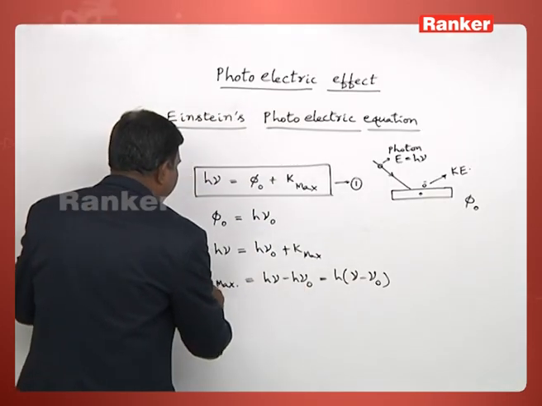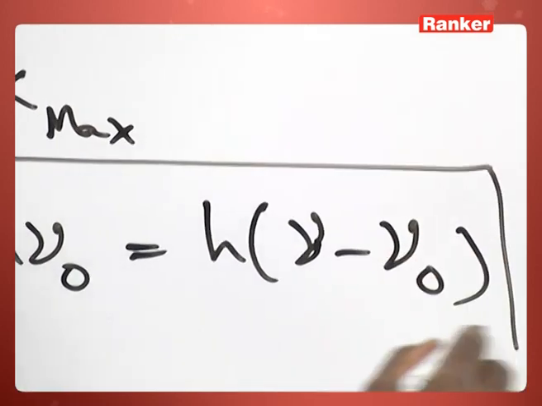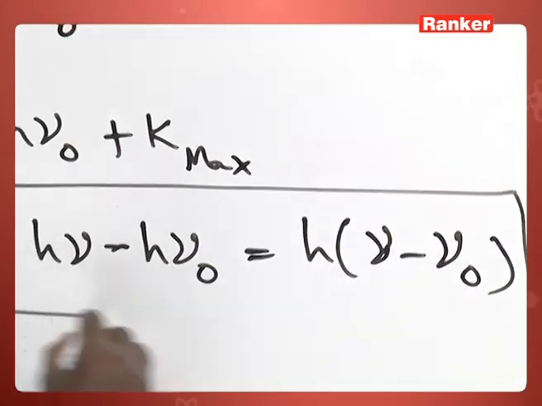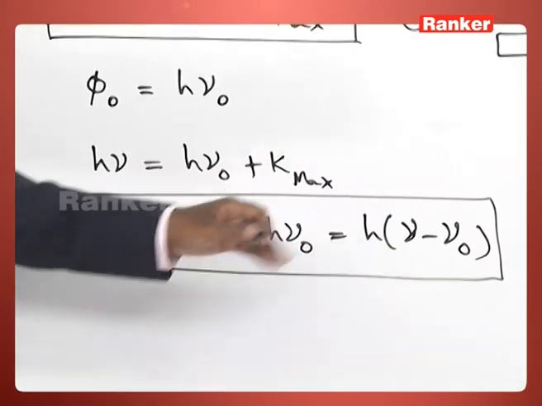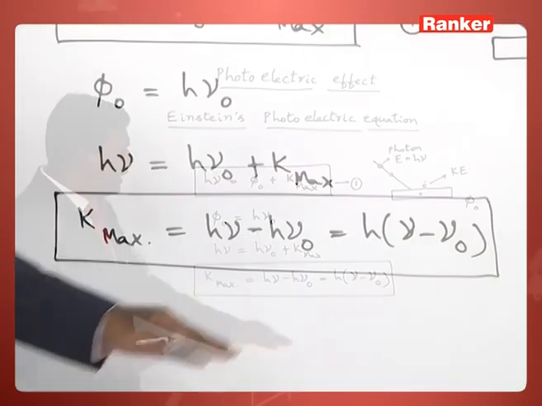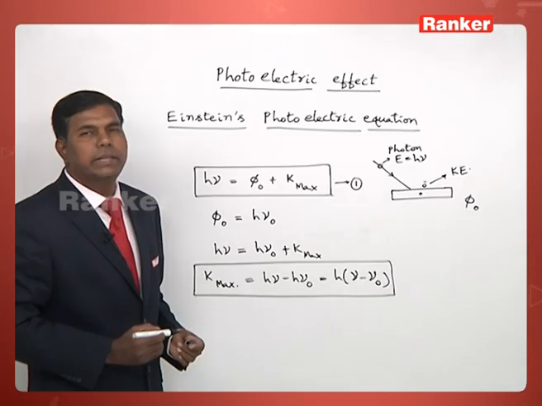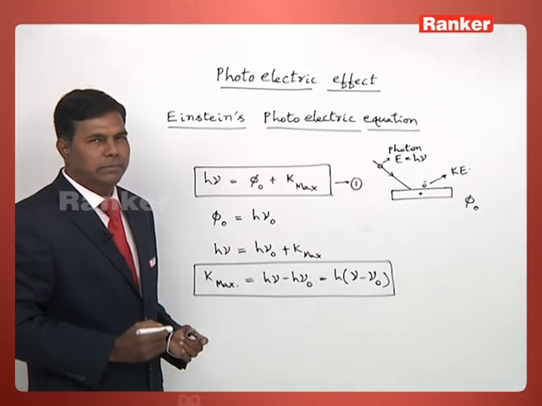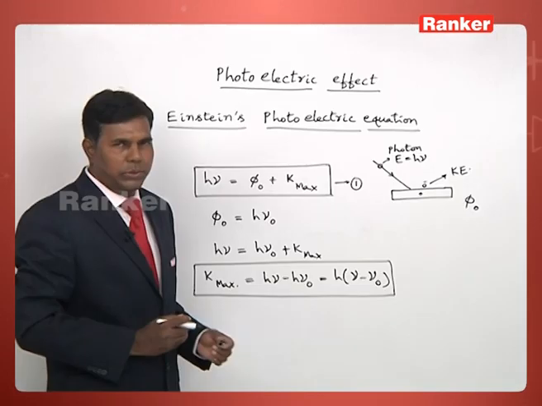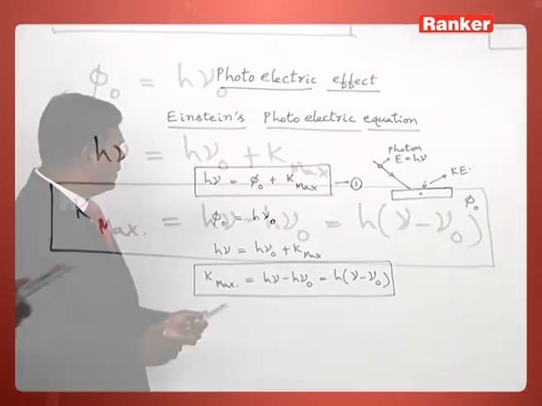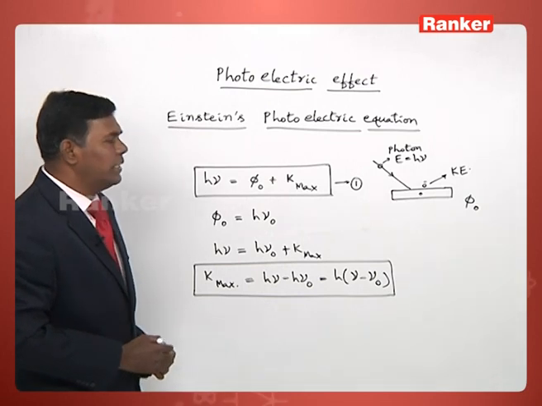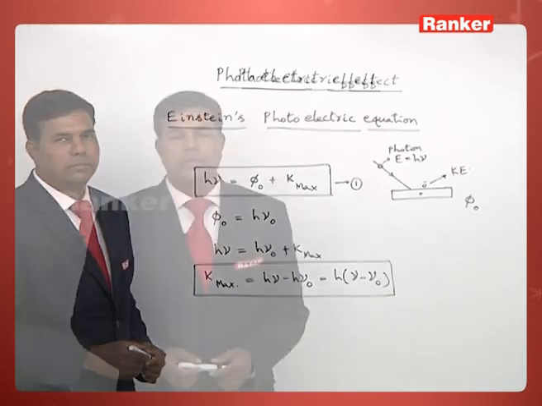So, this is another way of writing Einstein's photoelectric equation. K max is equal to h into nu minus nu naught. In that, nu stands for the frequency of incident radiation and nu naught stands for the threshold frequency. That is another form of Einstein's photoelectric equation.